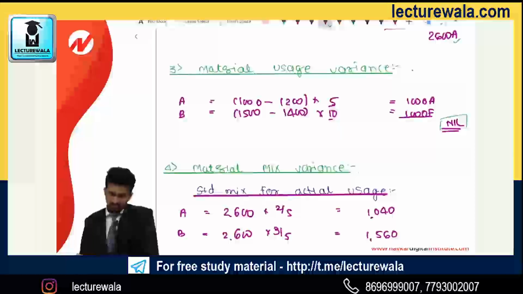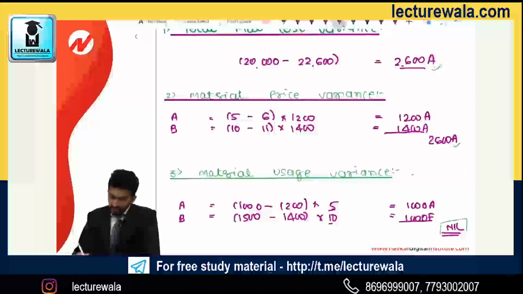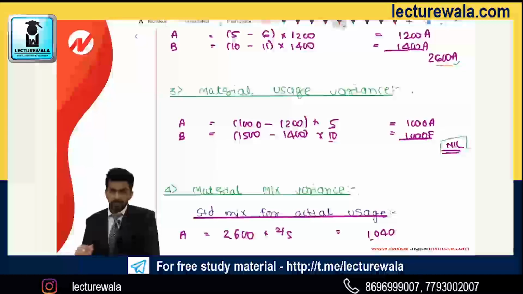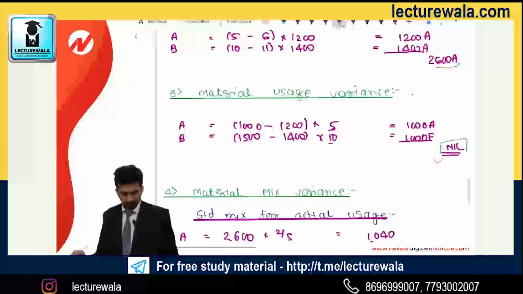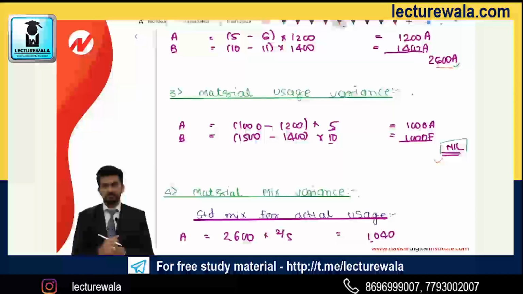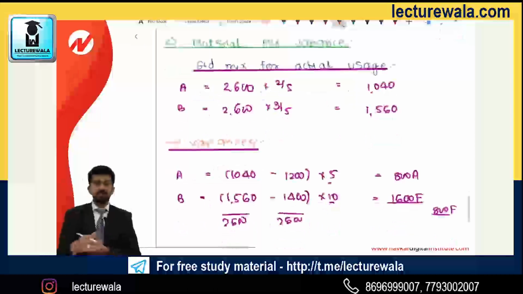Now what do we mean by breakup if possible? Again, let me explain. The 2600 adverse: breakup possible, yes, into price and usage. Price variance, breakup possible, no, give effect. Usage variance, breakup possible, yes. So understand this: after calculating usage variance, I didn't change anything in the table because there was a breakup possible. Mix: now mix has been changed. Breakup possible? No. There is no further breakup possible for mix. And now it's time to give effect.